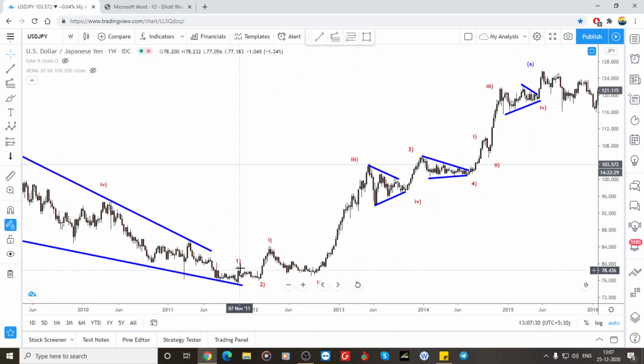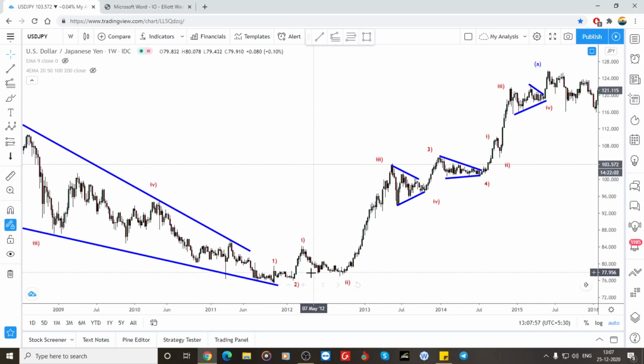First rule is wave 2 cannot go beyond the start of wave 1, and after finishing wave 3, wave 4 cannot retrace or overlap wave 1. Next, in wave 2 a triangle won't happen, only in the 4th wave the triangle will be there. So as of now, wave 1, wave 2, wave 3, wave 4 is a triangle, and then the impulsive wave.